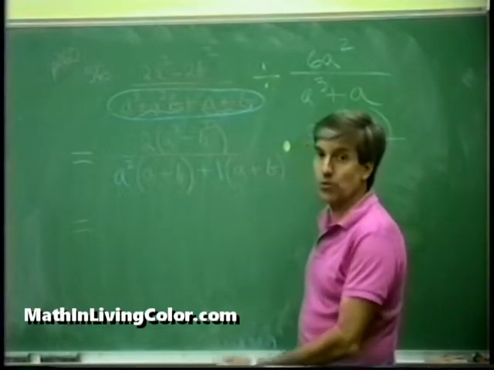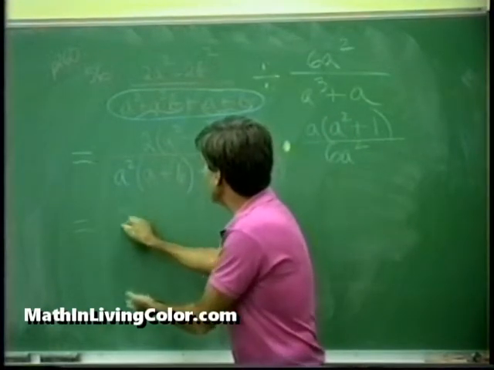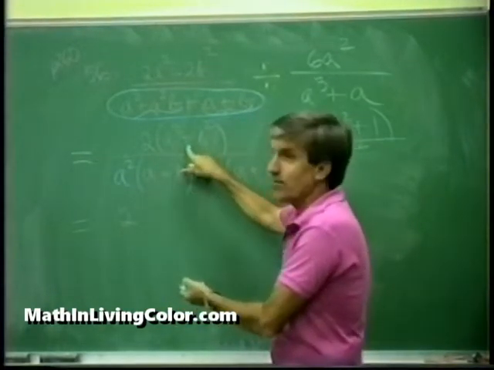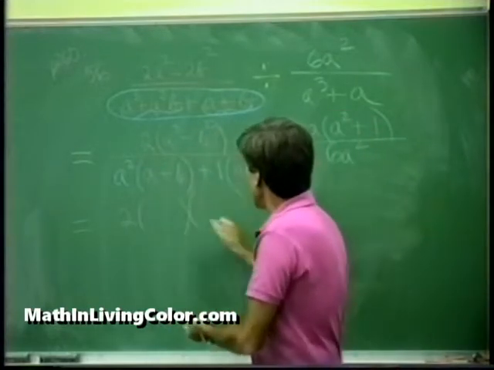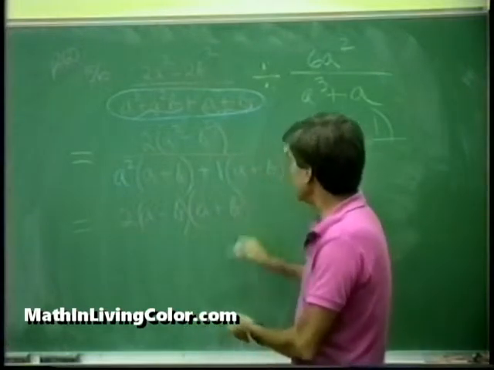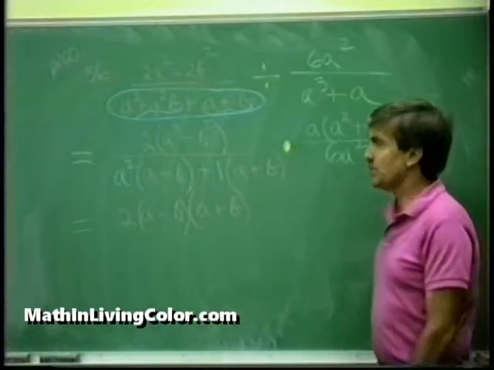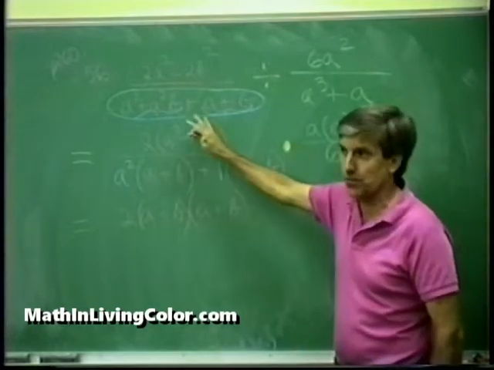Let's factor it some more. That would be, let's keep the 2. Keep the 2. And let's take a squared minus b squared, and that would be a minus b, a plus b. Okay? A minus b. That takes care of the first numerator. The first numerator is now factored completely.